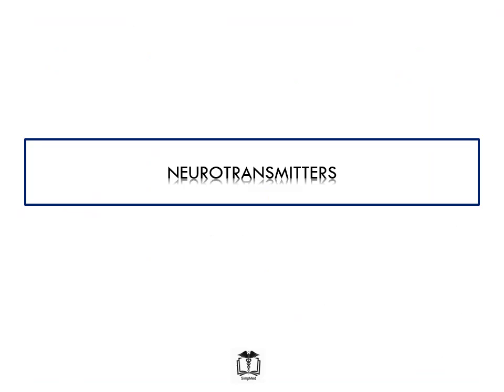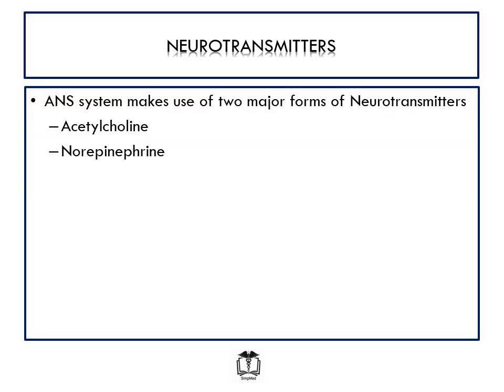So next, we'll be talking about the neurotransmitters of the autonomic nervous system. As we saw in the previous set of slides, the autonomic nervous system makes use of two major forms of neurotransmitters. This includes acetylcholine and norepinephrine, and we'll be focusing on each of these neurotransmitters. We'll talk about how they are formed, how they're released, and the action that they tend to have at the different sites in which they are working in the autonomic nervous system.